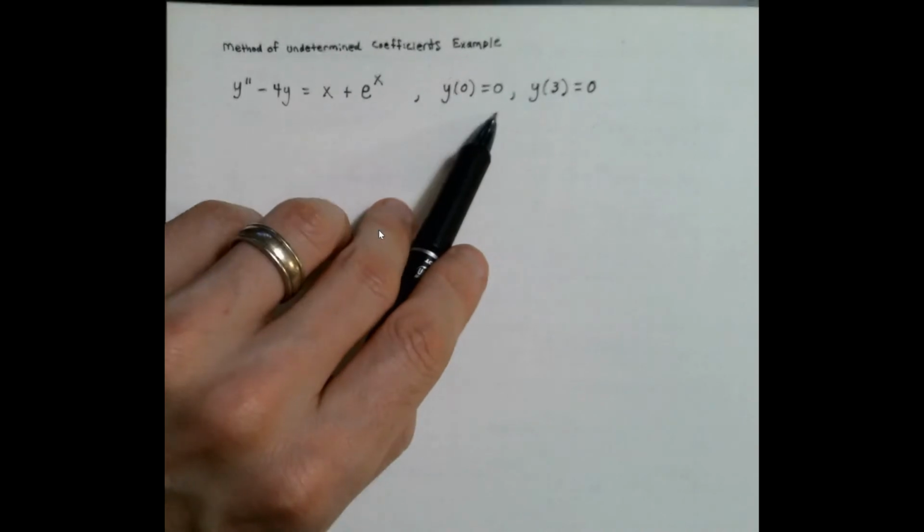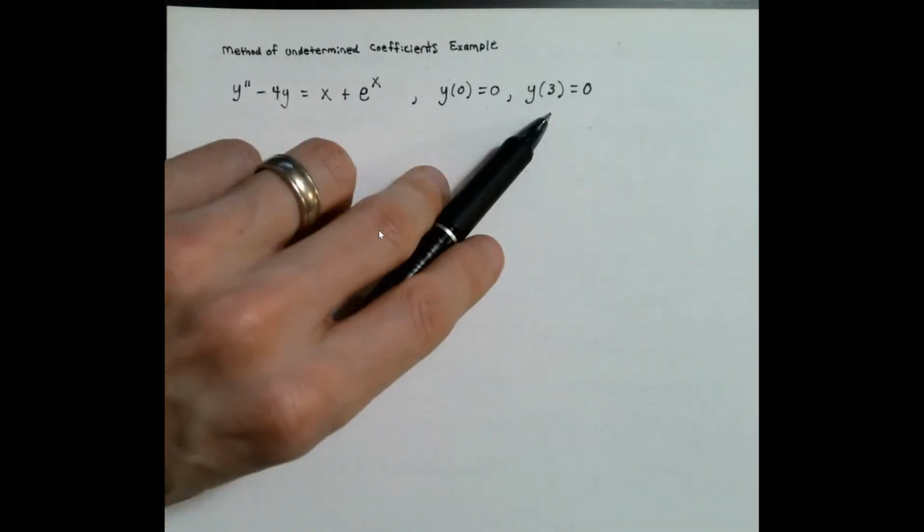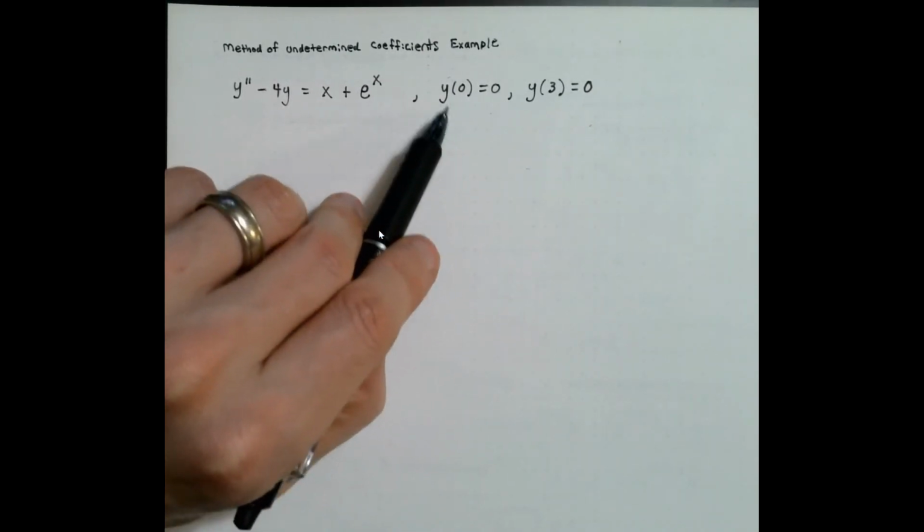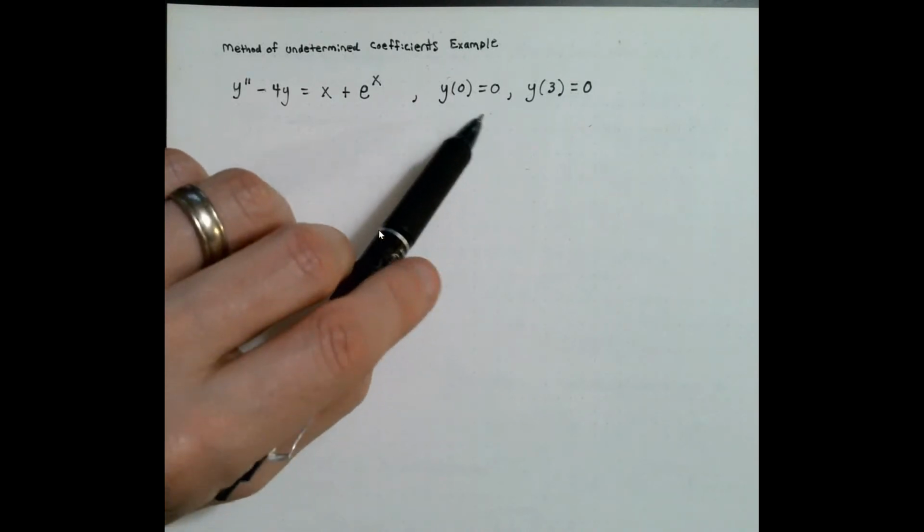These are specifying the value of y at 0 and at 3. Sometimes you might see initial values of the value at 0 and the derivative. But you just need to have two conditions because you know you have two integrations that are going to result from having a second order differential equation.